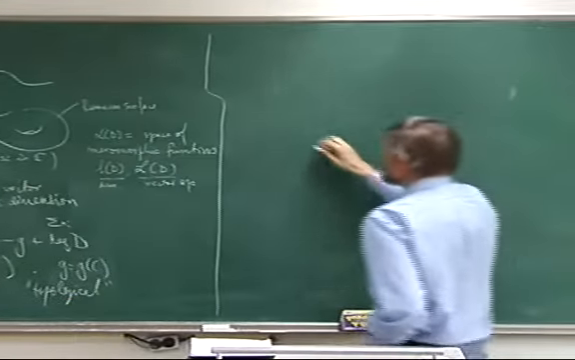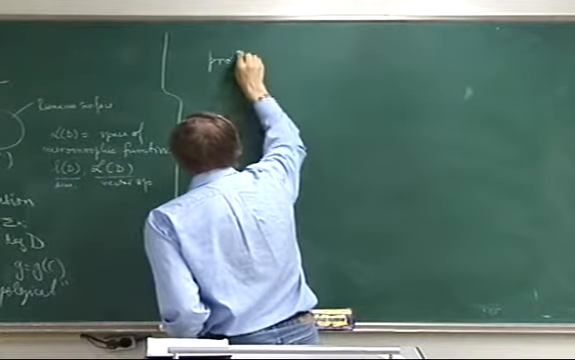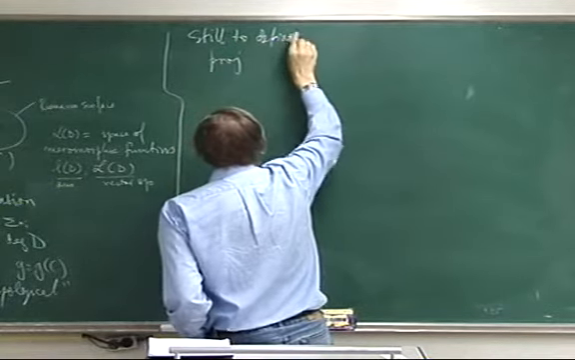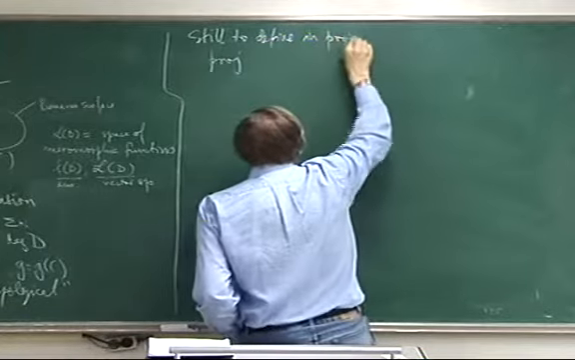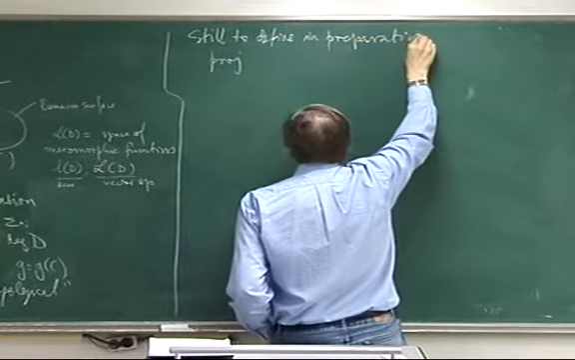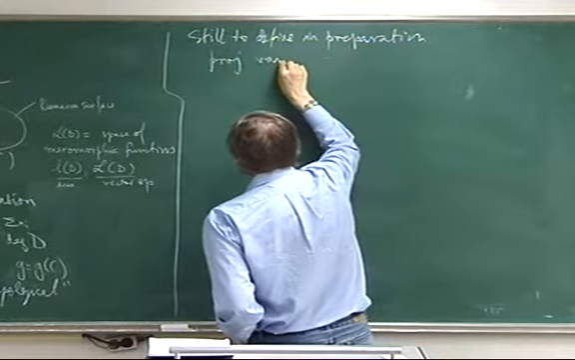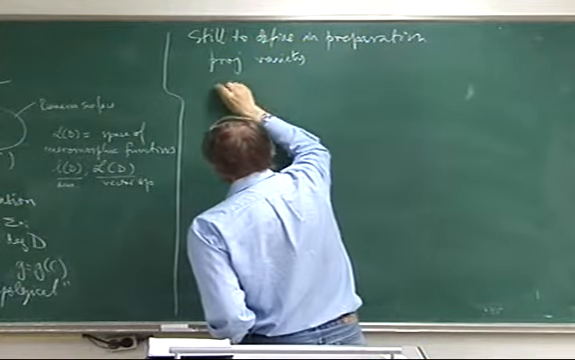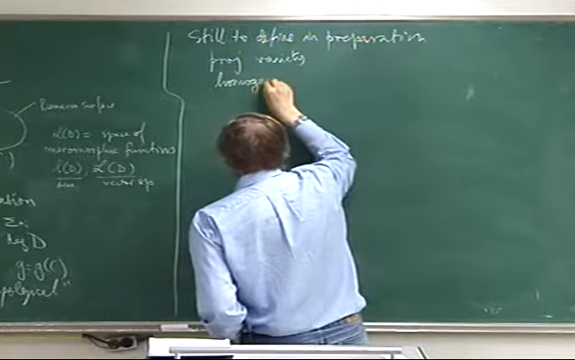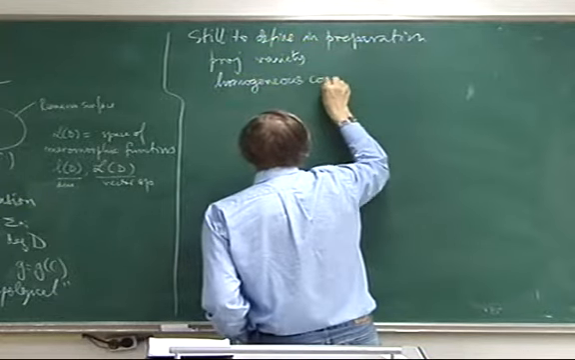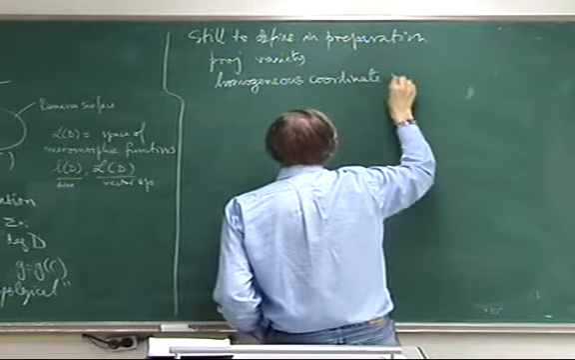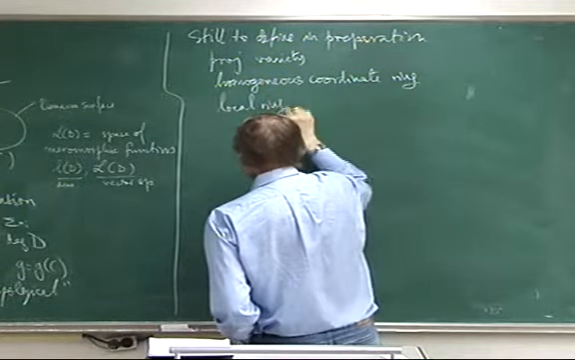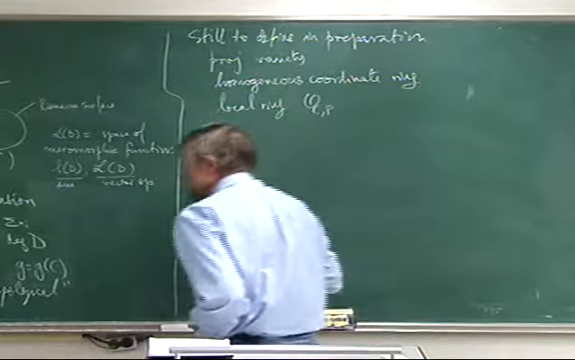So I still have to define projective variety, still to define in preparation. So I have projective variety. I have the projective coordinate ring, the homogeneous coordinate ring. I have the local ring. So I have defined this, but in a slightly different context.